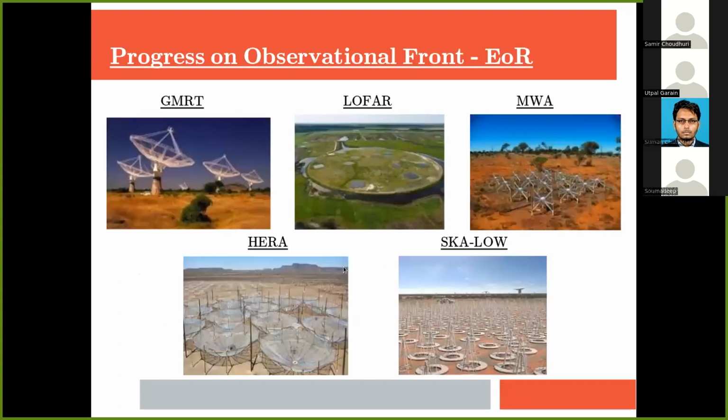So there are several radio telescopes that are being used to try to detect the 21 centimeter signal from the EoR. There's GMRT, LOFAR, MWA, HERA, and also the future telescope SKA, which is expected to detect the 21 centimeter power spectrum with high precision.